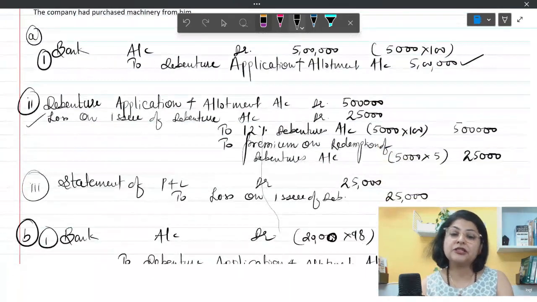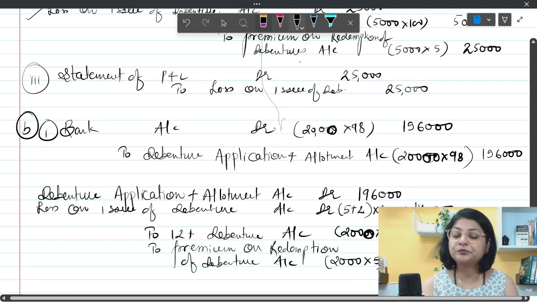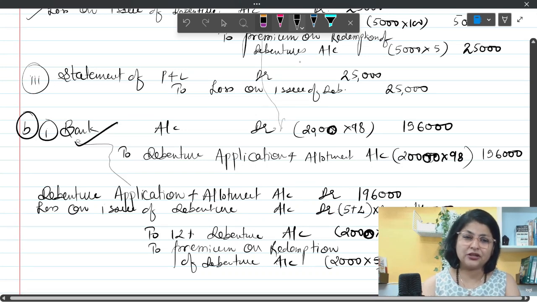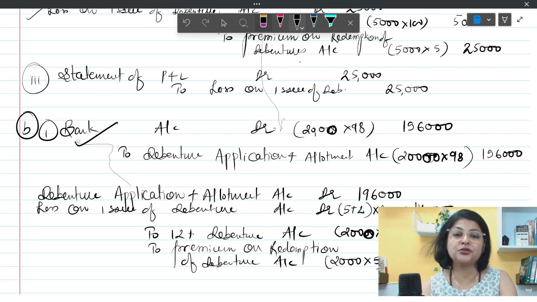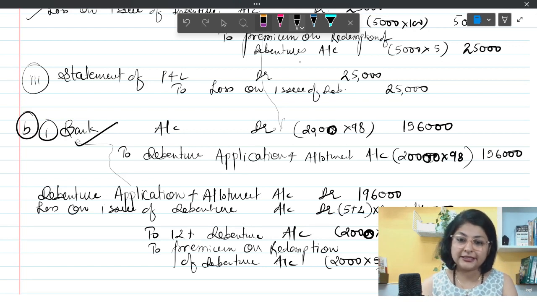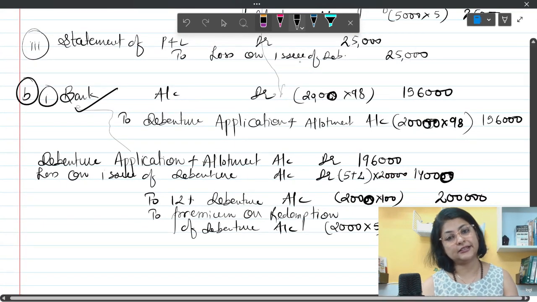Whenever the debentures are issued at discount, we write the same discounted amount in the first entry. Means bank account debit to debenture application and allotment will be with 98 rupees, 100 minus 2%. So 2000 multiplied by 98, 1,96,000 you are receiving over here. Then the next entry is debenture application and allotment with 1,96,000 rupees.